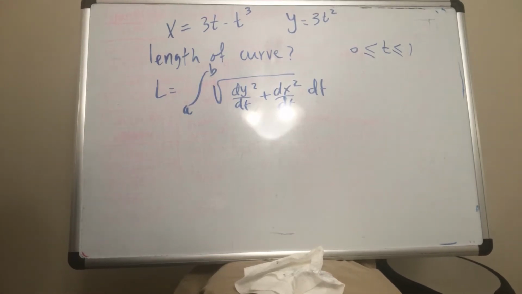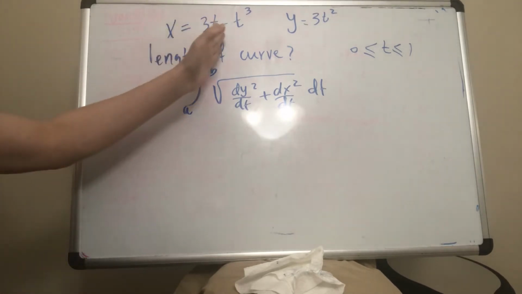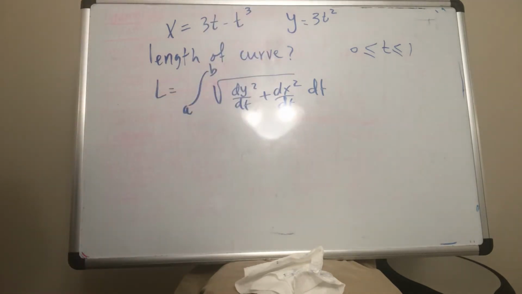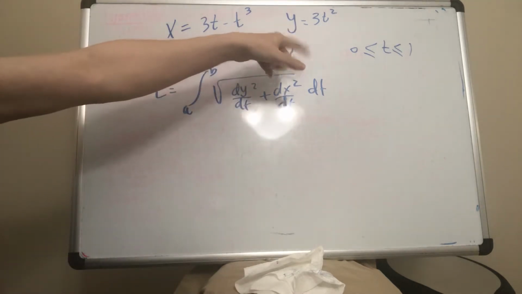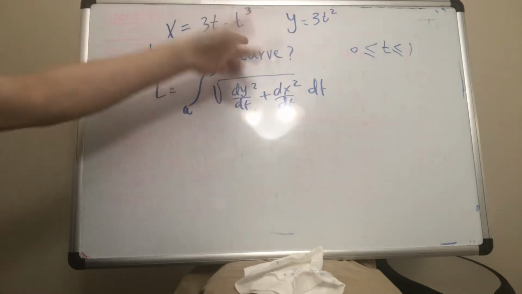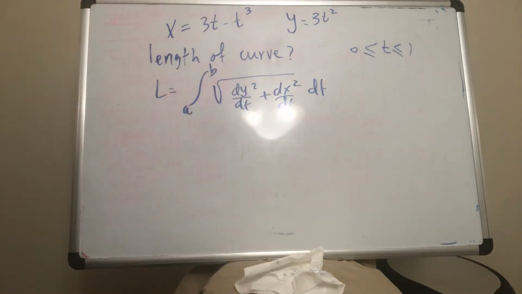Okay, now in this question, they give you another parametric curve where x is related to t, y is related to t, and they want the length of the curve. The equation for the length of the curve is this: the derivative of this you square, and the derivative of this squared, under the square root.